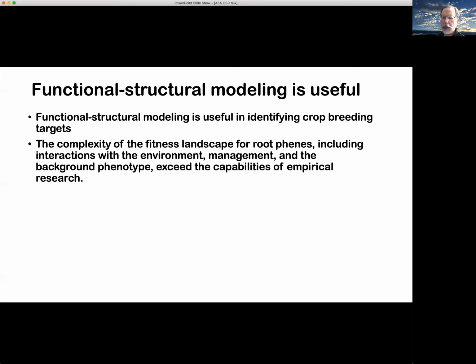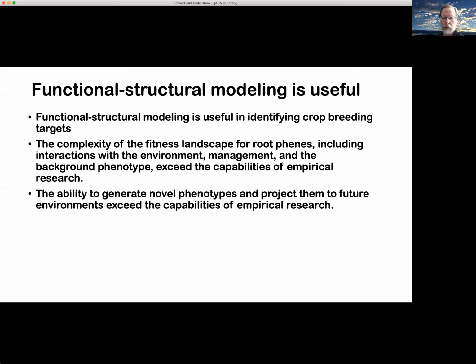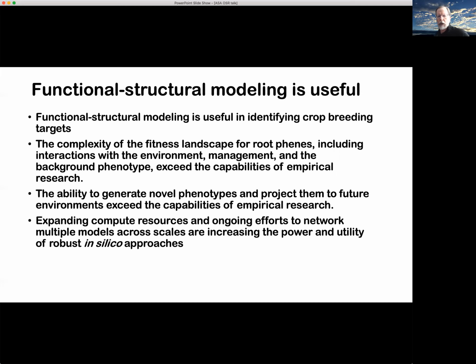Let me point out that obviously empirical research is needed to validate these predictions, but empirical research is slow and expensive and can't do some of the things we need to do. So the modeling is useful in guiding our empirical research to the most fruitful avenues. The ability to generate novel phenotypes and project them to future environments exceed the capabilities of empirical research. Expanding compute resources and ongoing efforts to network multiple models across spatial temporal scales are increasing the power and utility of robust in silico approaches.